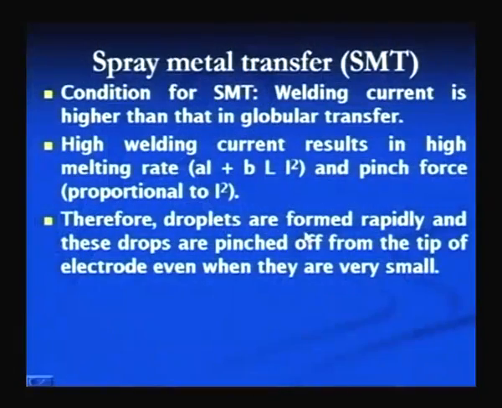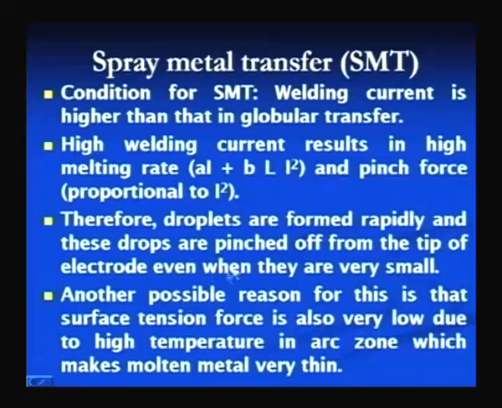Therefore, droplets are formed rapidly and are pinched off from the tip of the electrode even when they are of very small size, and this is attributed mainly to the high welding current, which results in a high melting rate and high pinch force at the tip of the electrode. Another possible reason is that when the temperature is high due to the high current, surface tension force is also reduced significantly due to the high temperature in the arc region, which also reduces the resistance to the detachment of the molten metal droplet at the tip of the electrode.